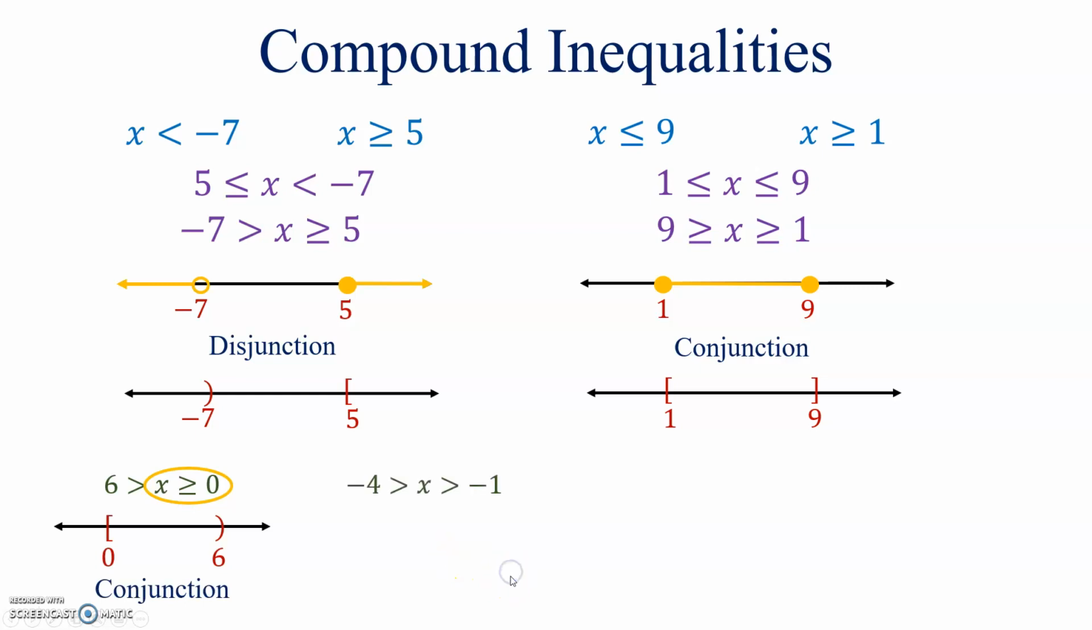A few more samples. -4 is greater than x, greater than -1. If I identify -4 and -1, identify the second portion. So this is saying at the -1, I will put a parentheses going to the right. So if this symbol is going to the right, this one has to go to the left. And this will also be a parentheses. So in this case, we've created a disjunction.